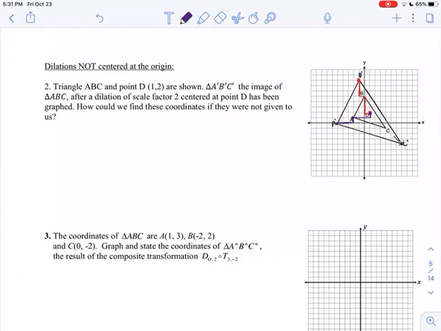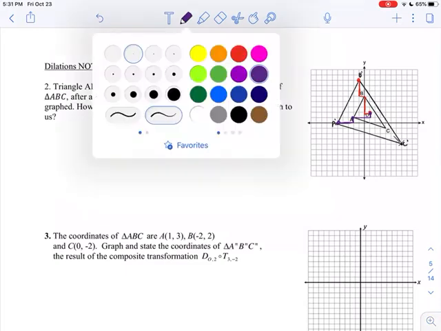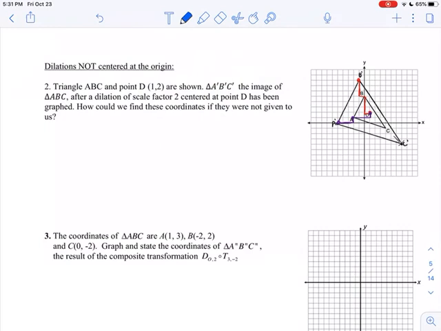And I'll do the same thing for A. To go from this point to A, I went down 1 and 1, 2, 3, 4 and over 4. So I'm going to do the same thing, down 1 and over 4. So it's twice as far. If my scale factor was 3, I would do the same thing one more time. I would be 3 times as far away from it. And then I would do the same thing for C.